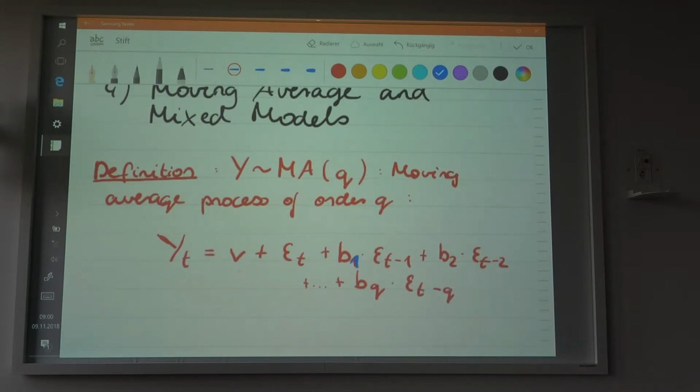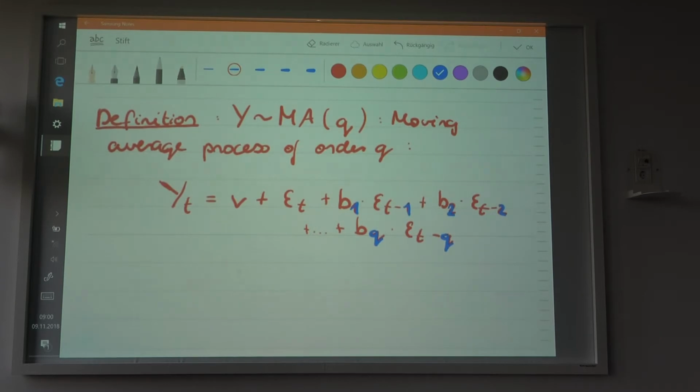So here you have b1 as the first coefficient, and the white noise at point t minus 1. Here you have b2 as the coefficient times the white noise at point t minus 2. And the last one is going to be bq times epsilon t minus q, so the white noise at point t minus q. So this is going to be the so-called moving average process. All you have is basically the lagged values of the white noise, and that's going to be it.